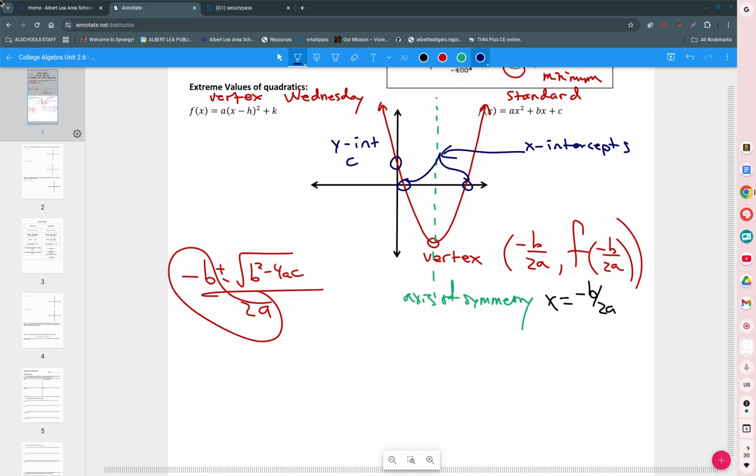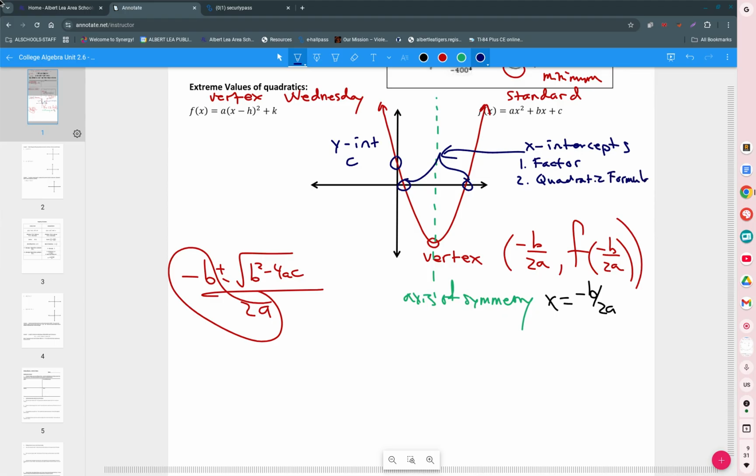We've already found x-intercepts. We did a lesson on finding different types of intercepts. We did a lot of quadratics. You have 2 options here. Number 1, you could factor. Or number 2, you can use a quadratic formula.